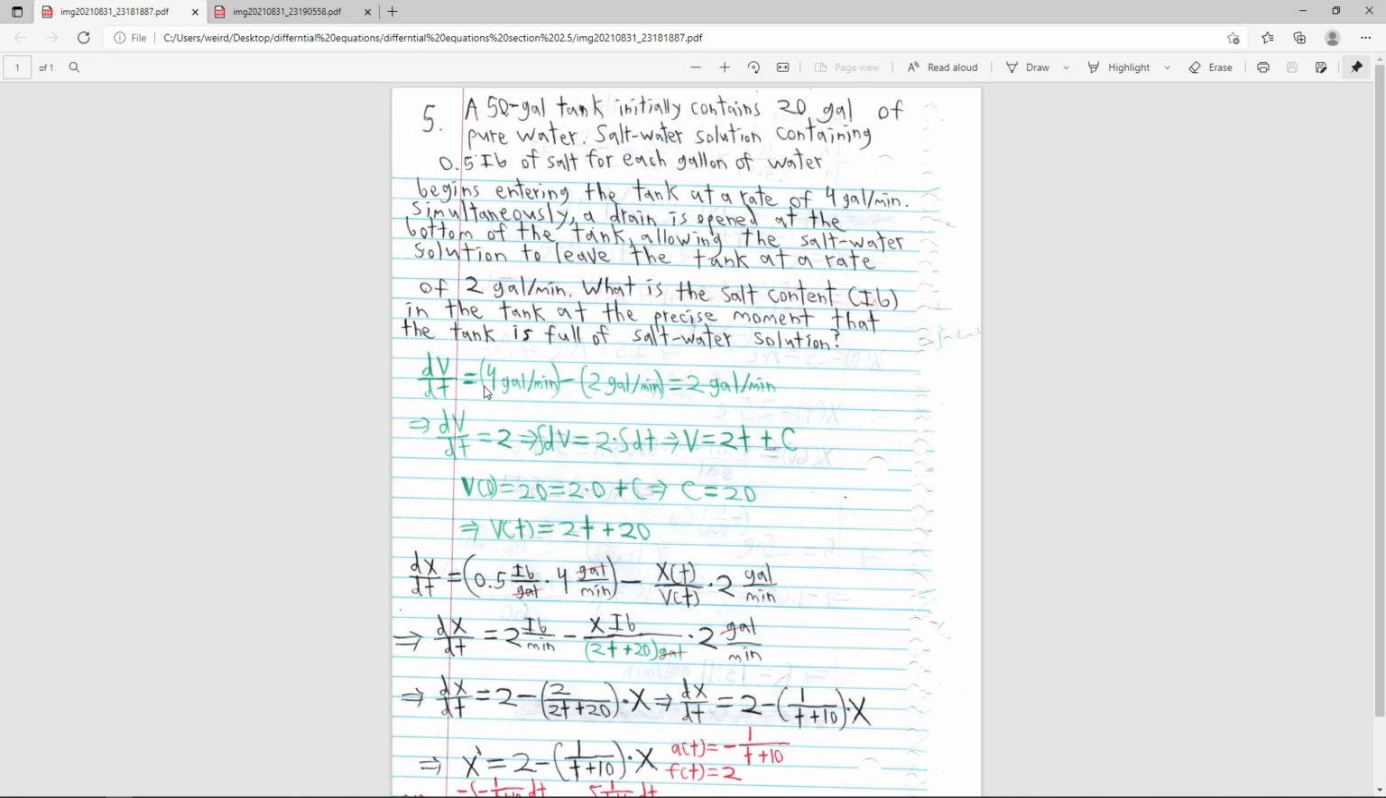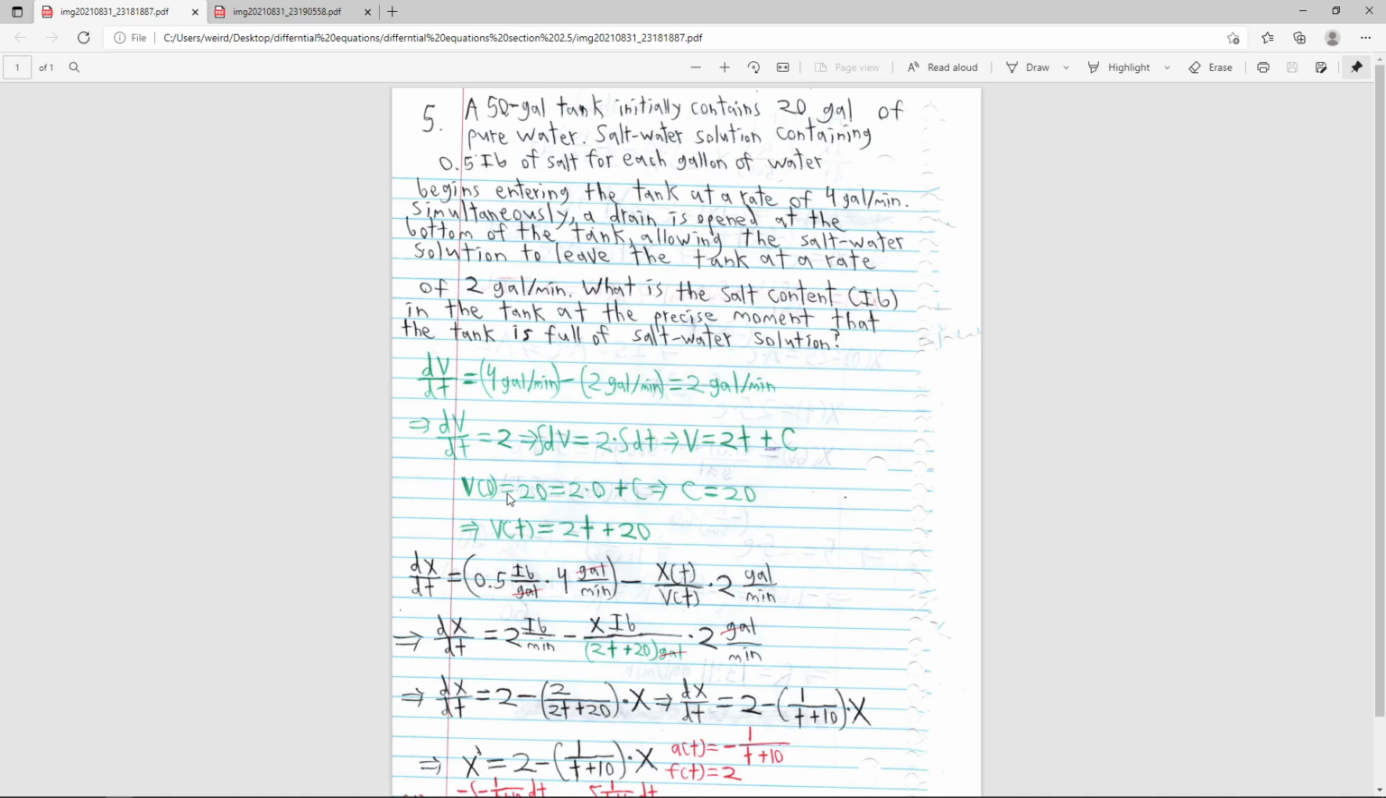So dV/dt this time. We want to find the salt content at the precise moment that the tank is full of saltwater solution. So dV/dt is 4 gallons per minute minus 2 gallons per minute, so it's 2 gallons per minute. Now we can do a proper integration real quick. So dV/dt equals 2. We do separation of variables. It's the integral of dV equals 2 times the integral of dt. So V equals 2t plus c.